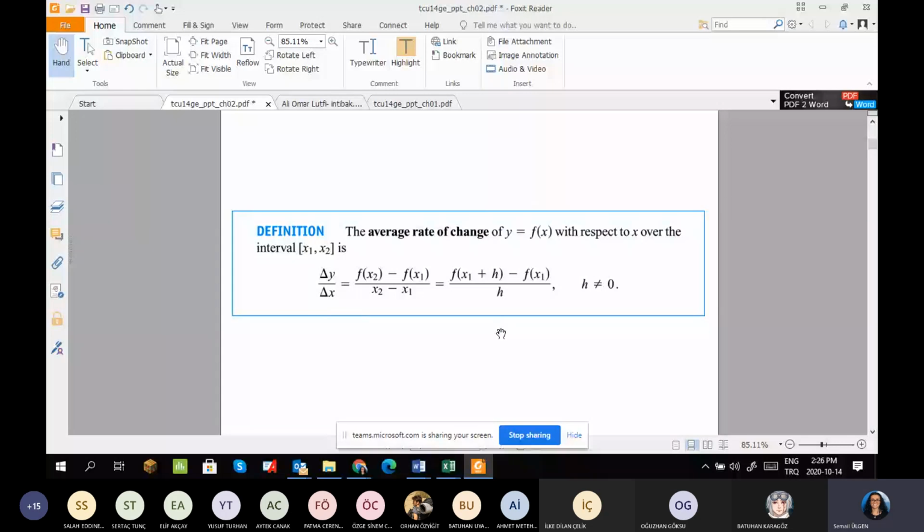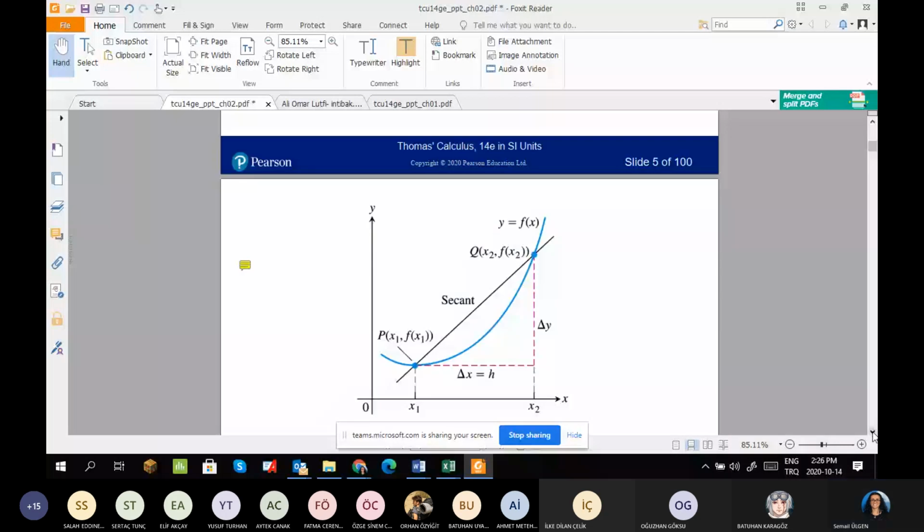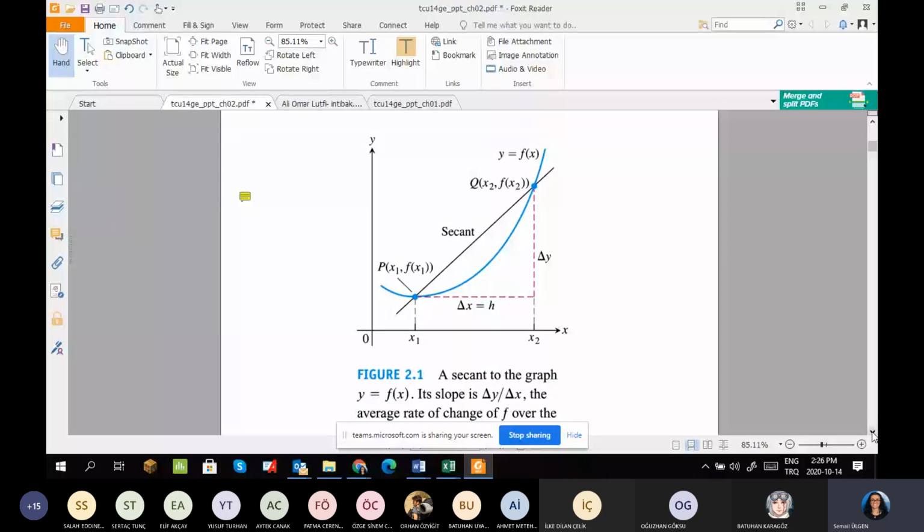Instead of x1 and x2, we can use x1 plus h, as if the interval has length h. Be careful here, h is never ever 0. Average rate of change is an important thing to look at, because it is going to give us the instantaneous something, like instantaneous speed, instantaneous this and that.